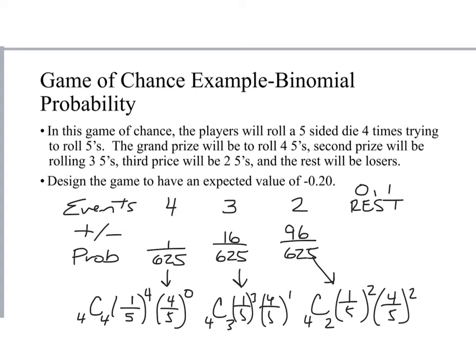So once again, to find the last probability here, I'm just going to subtract these all from 625 because we're looking at the complements. I'm taking 625 minus 1, minus 16, and minus 96. And so the probability of getting either 0 or 1 fives is 512 out of 625.